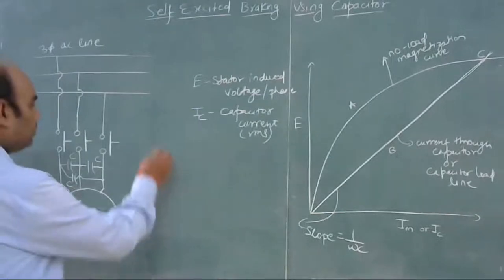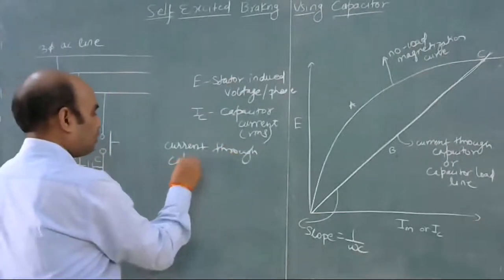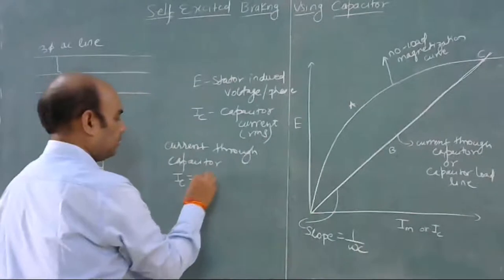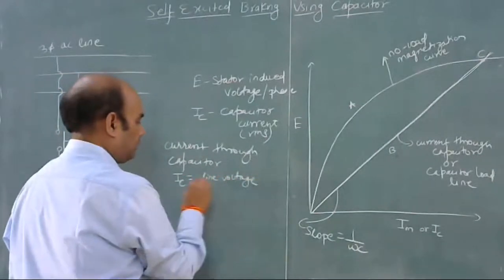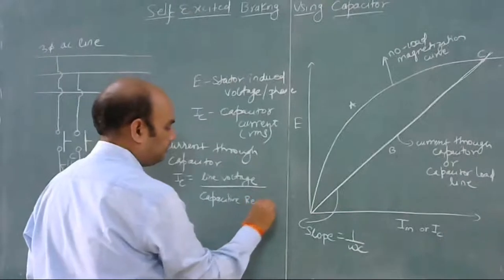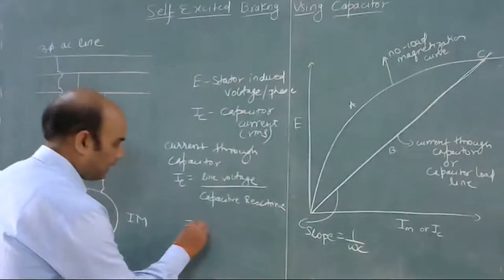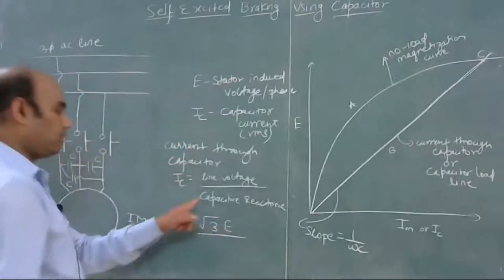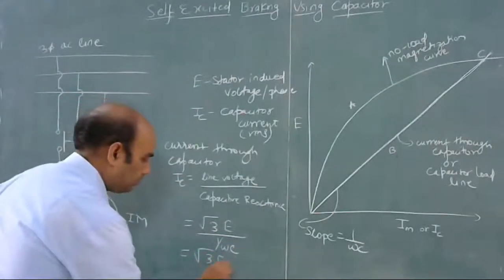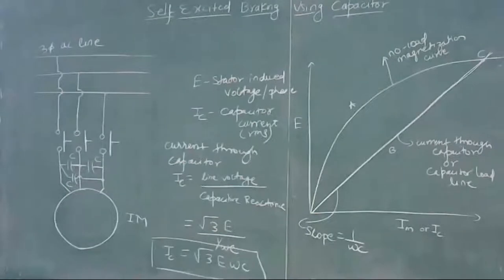So the current through the capacitor Ic is equal to line voltage divided by capacitive reactance. We have taken E as the stator induced voltage per phase. So for line voltage, it will be root 3 into E, whole divided by the capacitive reactance, which is 1 upon omega C, or equal to root 3 E omega C. So Ic is equal to root 3 into omega into C into E.